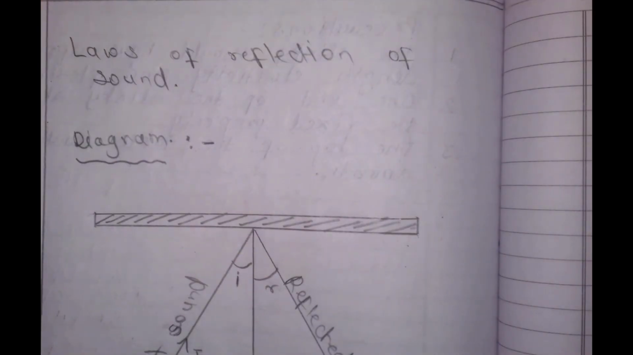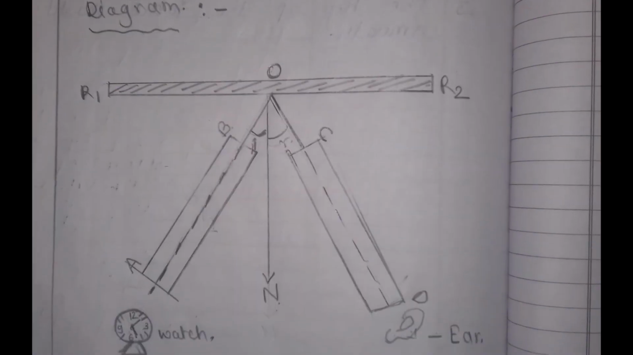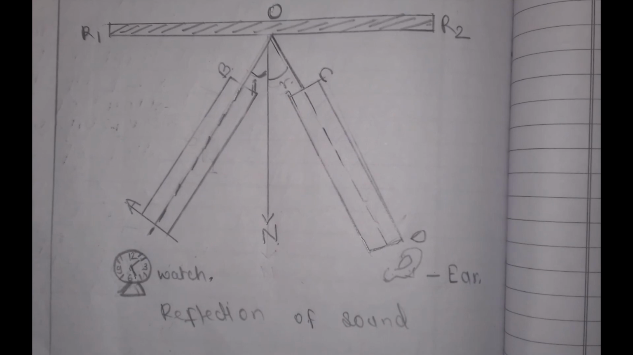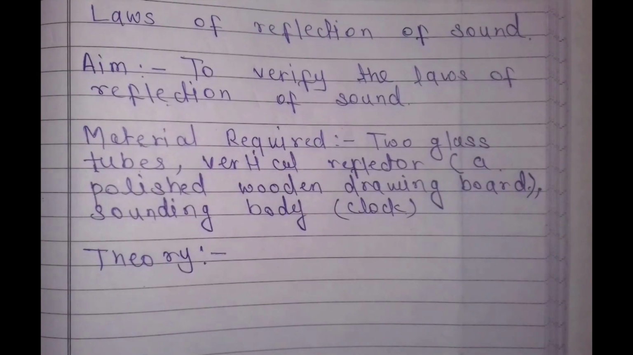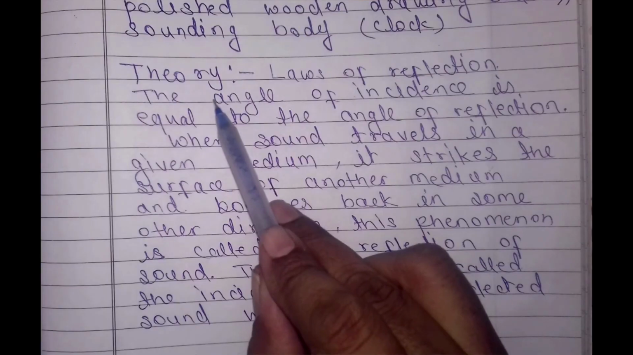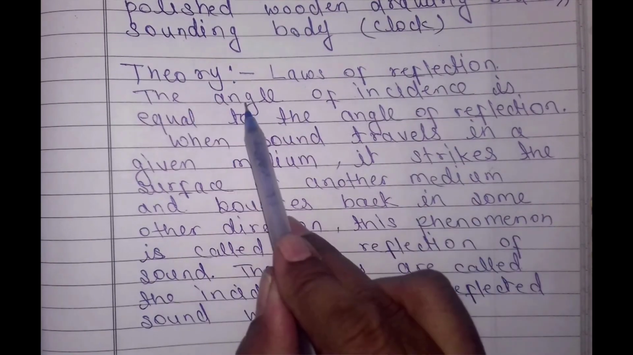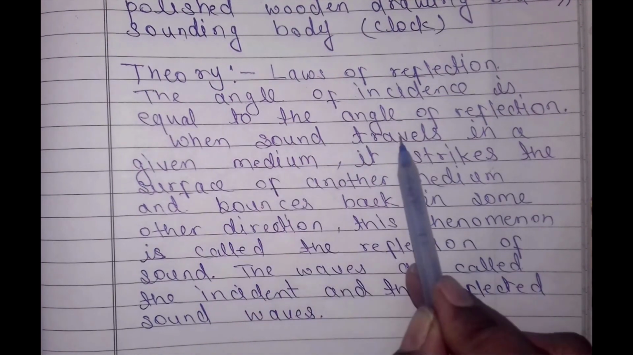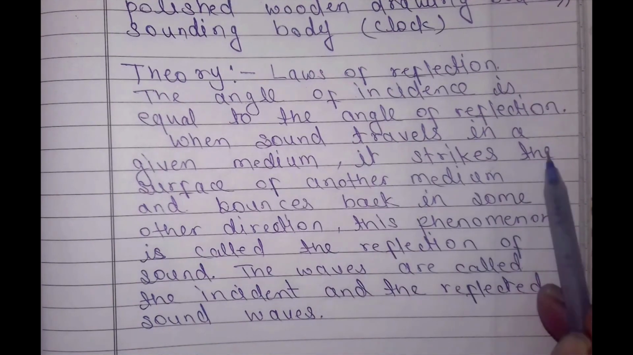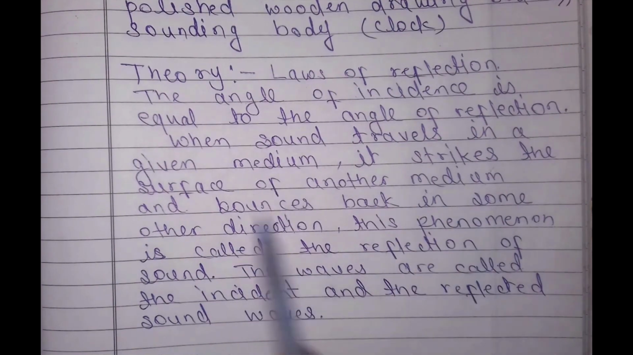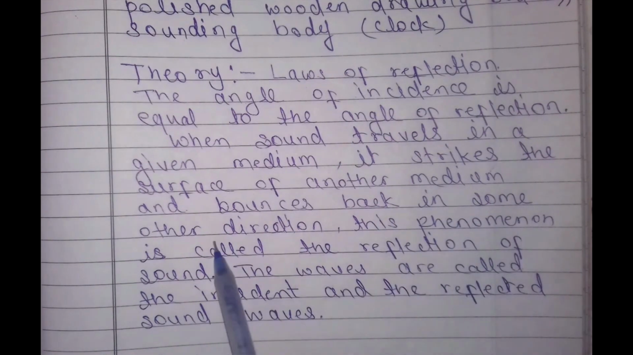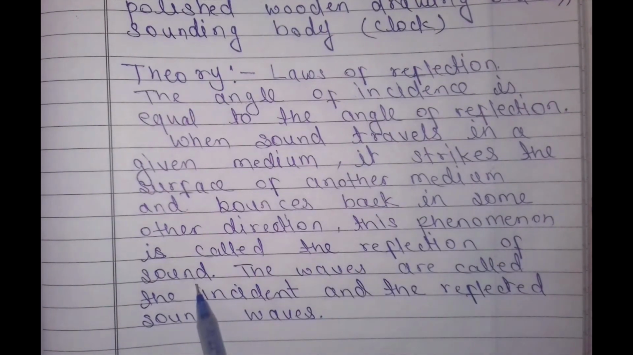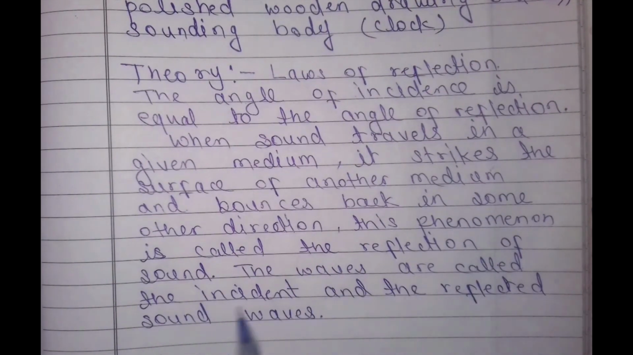This is a diagram for this experiment. Now we will see the theory. Laws of reflection: the angle of incidence is equal to the angle of reflection. When sound travels in a given medium, it strikes the surface of another medium and bounces back in some other direction. This phenomenon is called the reflection of sound. The waves are called the incident and the reflected sound waves.